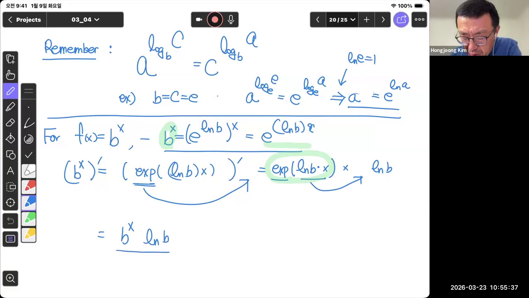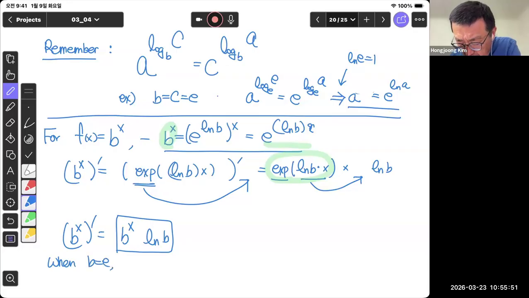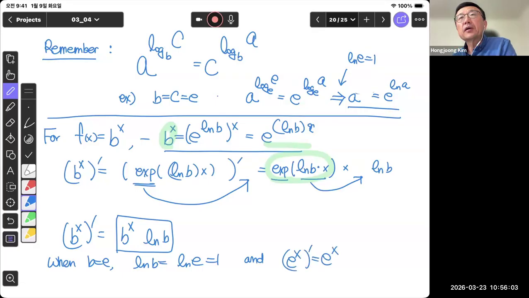So if I rewrite this, you get b to the x times ln b. Okay, so that is the formula. That is the differentiation of b to the x. And when b is e, ln b will be ln e, which is 1, and the formula becomes: the derivative of e to the x is e to the x. But that was already derived previously. Today we learned how to differentiate this b to the x function. All you have to do is multiply one additional term, ln b.